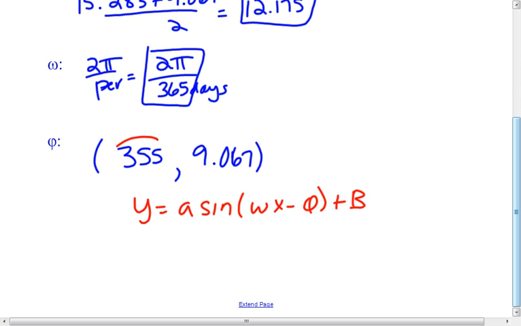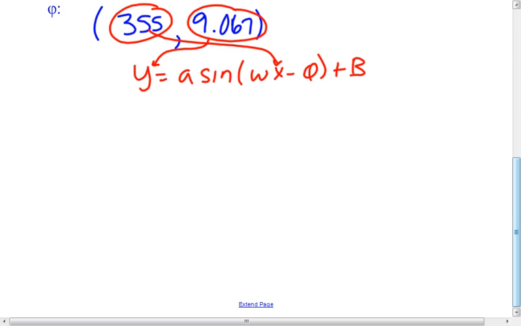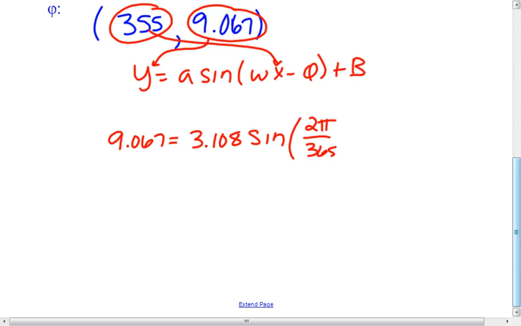And we're going to plug this in for x, and we're going to plug this in for y. And obviously, we'll plug our amplitude in, and our w in, and our midline in, and then we'll need to resolve for phi. Okay, so here we go. We have 9.067 equals 3.108 sine of w, which is 2 pi over 365.